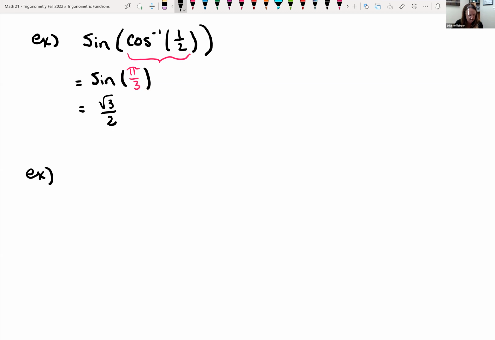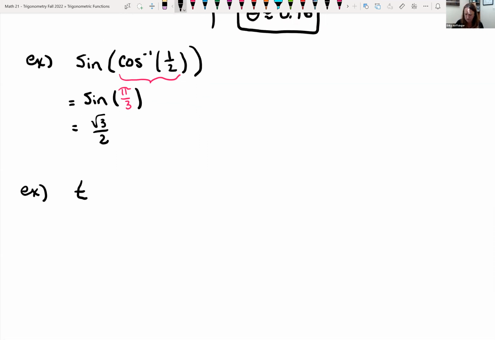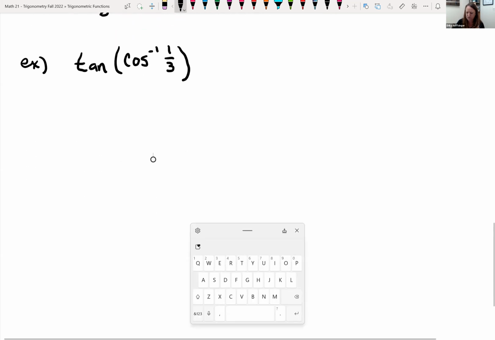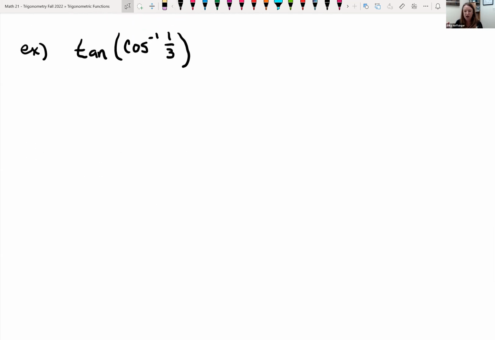Let's say you didn't know the angle. Let's say we had tangent of cosine inverse of 1/3, and we want to find the exact value. We don't want to use a calculator. So the trick on these, let's choose something to equal this cosine inverse of 1/3.